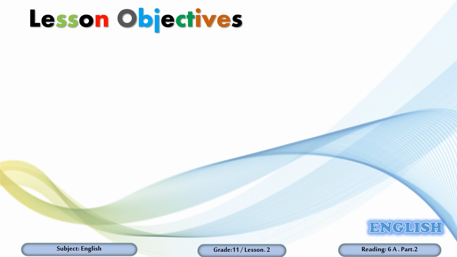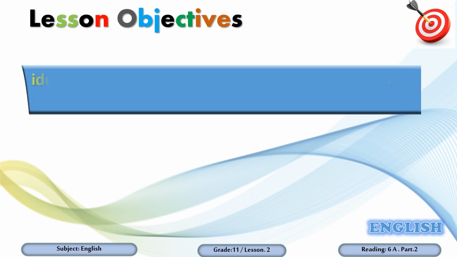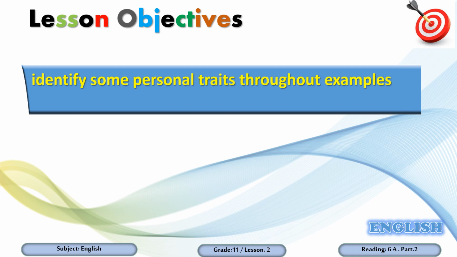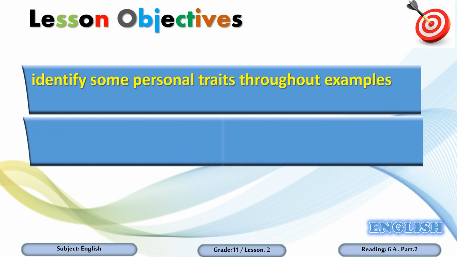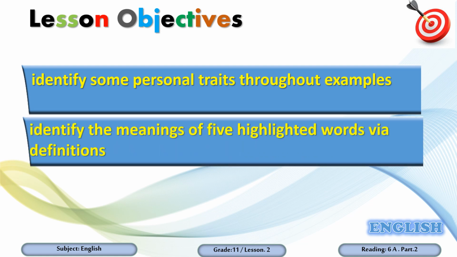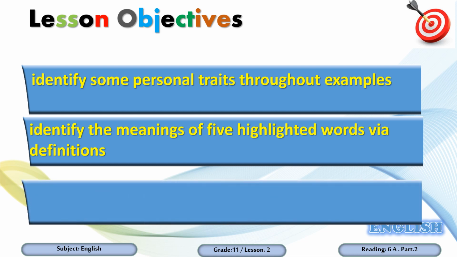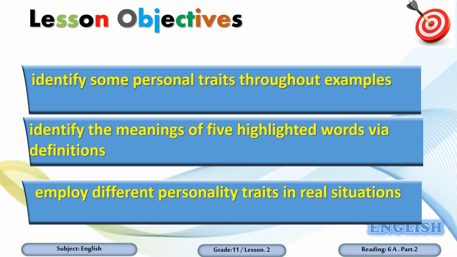The objectives of our lesson today: 1. Identify some personal traits through examples. 2. Identify the meanings of 5 highlighted words via definitions. 3. Employ different personality traits in real situations.